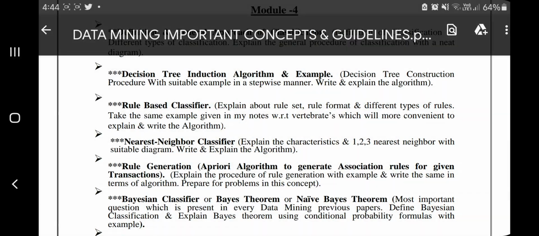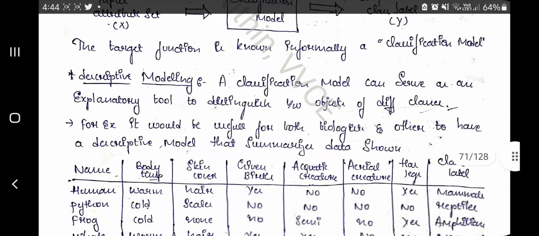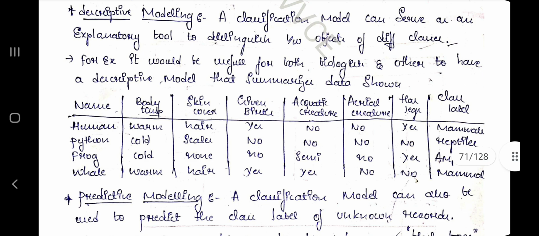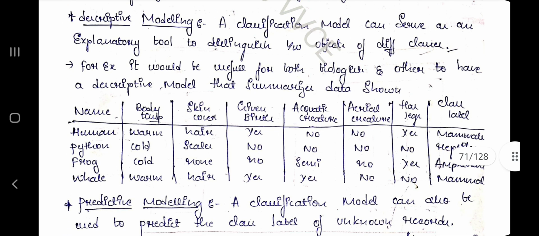What was the next question which was asked to us? The next question was different types of classification. What do you mean by different types of classification? There are mainly how many types? 2 types of classification are there: descriptive modeling and predictive modeling. 2 types: descriptive modeling and predictive modeling.